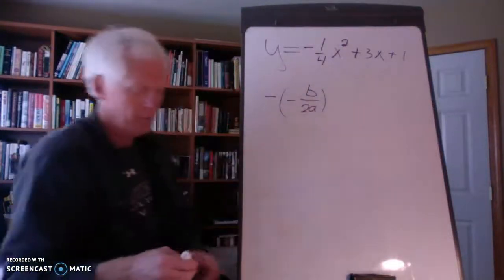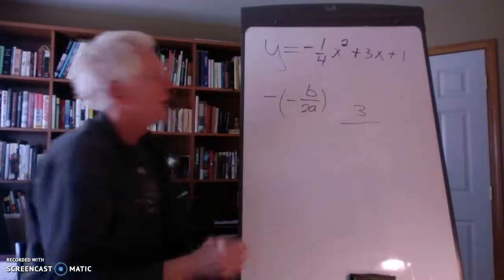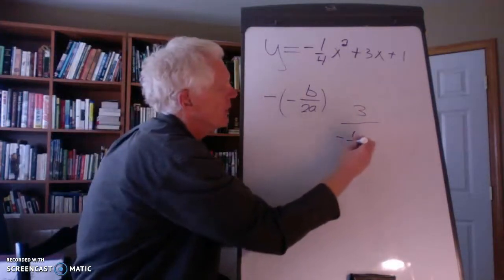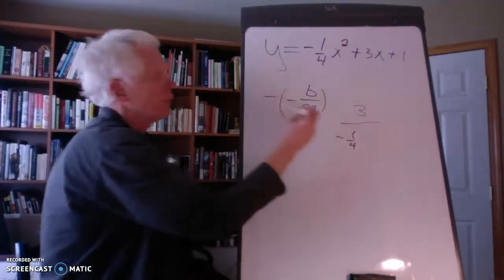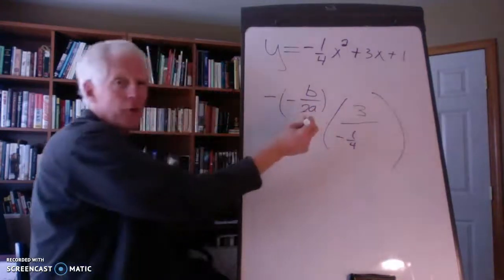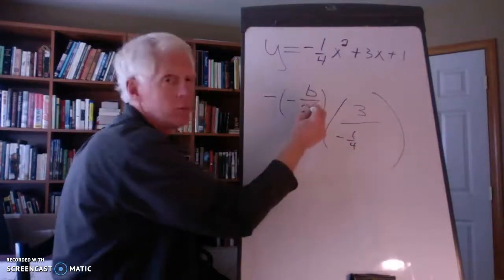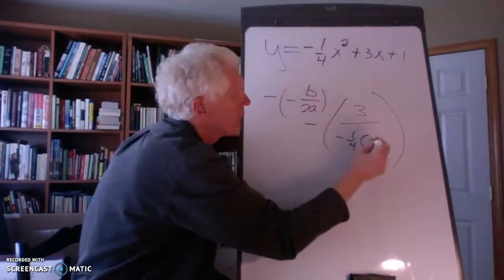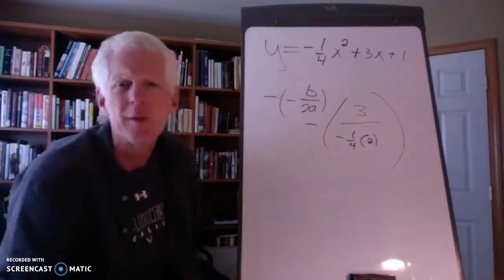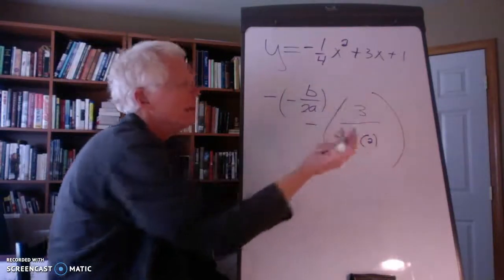B is 3. A is negative 1/4. Now don't forget that this whole thing is negative, so I'm putting another negative out here. I put this big thing in parentheses. There's another negative out here. It's negative 1/4 times 2. 2a times 2. I did put those around a little bit. I just like to do that. Can you read that okay? Maybe.